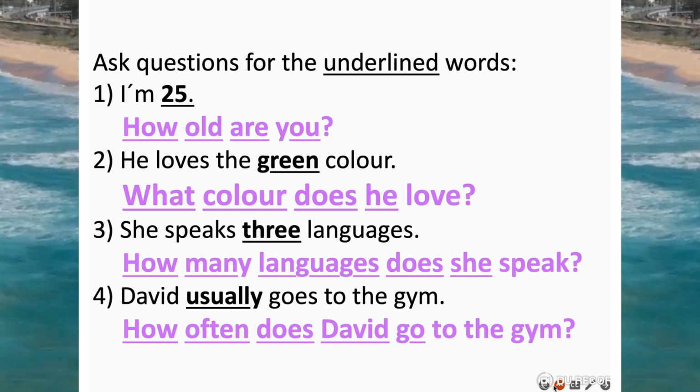The last question, David usually goes to the gym. The question is, how often does David go to the gym? If you write how many times, no. If you write how often David go to the gym, it's not correct. So you should write does. If you write how often does David goes to the gym, it's not correct. It's not goes, it's go, because we have does.